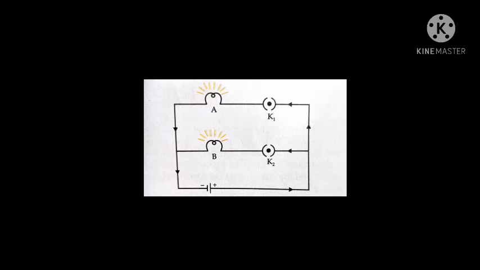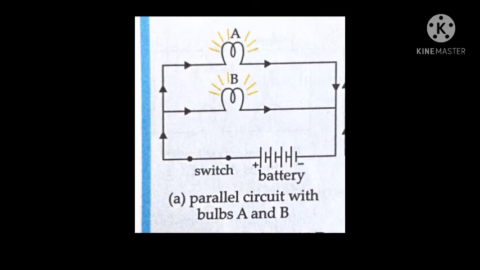As you can see in this diagram, when we press key K1, then bulb A glows, and when we press key K2, then B glows. It means that A and B work independently, so it is a parallel circuit. Now let's take an example. Here A and B are connected in parallel. Now when we switch on, we will observe that both A and B bulbs are glowing.